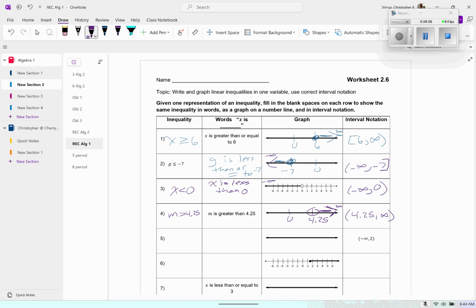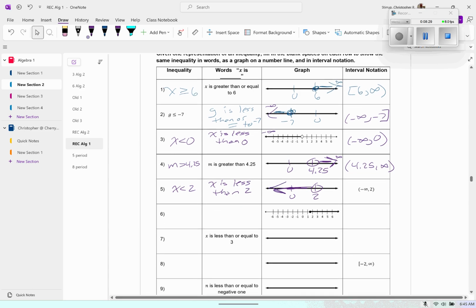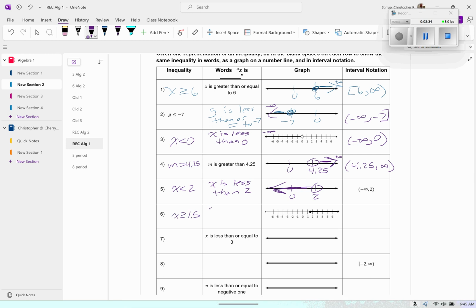This one, we want values less than. So x is less than 2. So if you have a 0 here and you have a 2 here, I have an open dot here, and it's shading this way. We have the interval. Number 6, that looks like about 1.5. So x is greater than or equal to 1.5. Okay, and so this is pointing to infinity, so it's going to be a hard bracket at 1.5 because it's a solid dot.